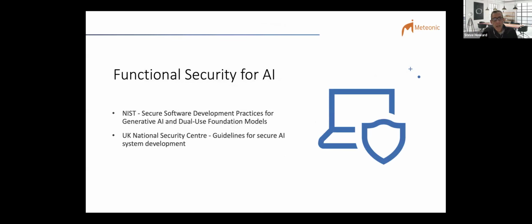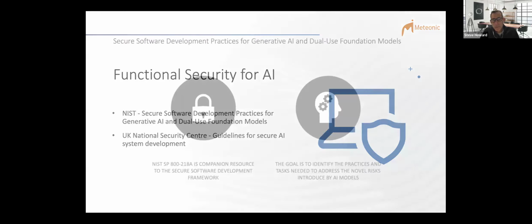So functional security for AI, there are many guidance papers as well. For example, NIST, the US National Institute of Standards and Technology, does provide guidance as to what makes sense for secure software development practices around AI. So they've already produced something on this. The UK National Cyber Security Centre, the NCSC, has also provided guidance on this as well. And I expect that within the Indian government, there are also similar departments working on the same kind of guidelines, if not already published.